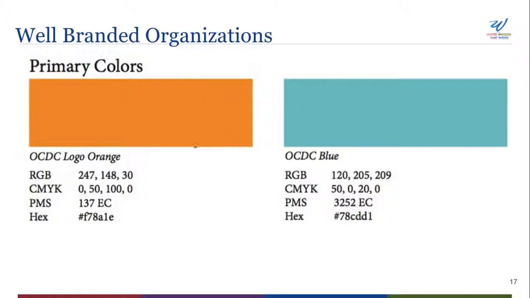And you look through that brand book, and then you find that they have very specific information. They have an RGB code, a CMYK code, a PMS code, and a hex code. That's four different codes that all mean the same thing. They mean this orange right here. And here they have them again for the blue: RGB, CMYK, PMS, and hex. Those are very specific codes.